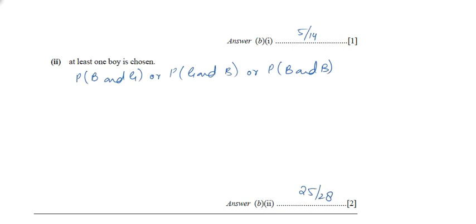Here we have a lot of space, so you can write all these probabilities and simplify them, or you can do 1 minus the probability of girl and girl. In both cases, you will get the same answer and both methods are correct. I hope you have understood this question.